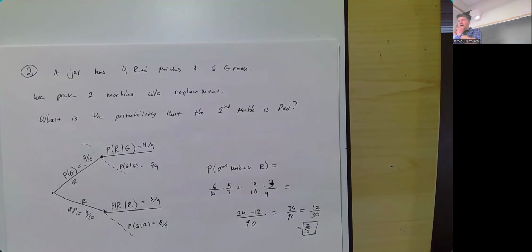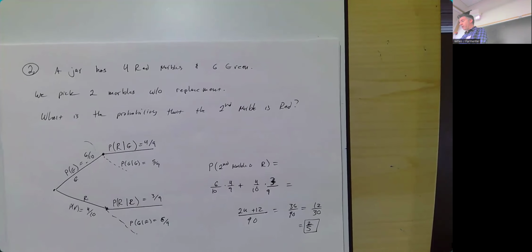So it's kind of interesting, I think, that it didn't actually matter what the first marble was. You could have ignored what the first marble was and just thought, if the first thing hasn't even happened yet, out of 10 marbles, what's the likelihood of picking one of the red ones? 4 out of 10 reduces to 2/5. It's kind of weird that it works out that way, but it really is true.